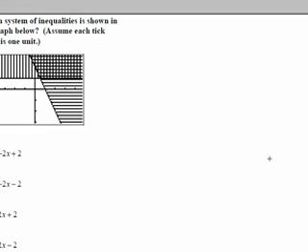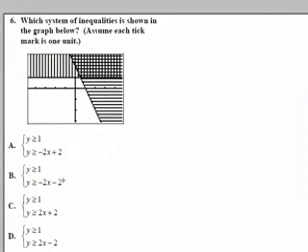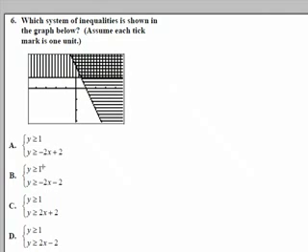Okay, number 6. Which system of inequalities is shown in the graph below? Assume the tick marks represent 1 unit. Use your graphing calculator from your ebook. Go to your ebook, pull up your graphing calculator, and graph each one of these systems. It's quite nice because in every single problem, each system is written in slope-intercept form, so you don't have to put it in slope-intercept form. Graph them. The one that matches this is going to be your answer.